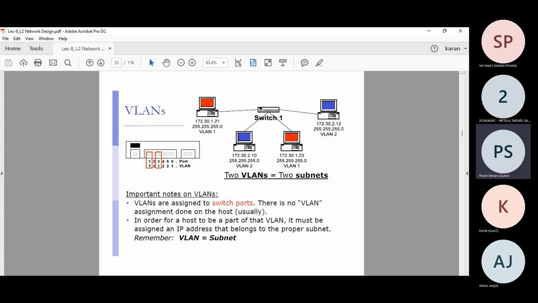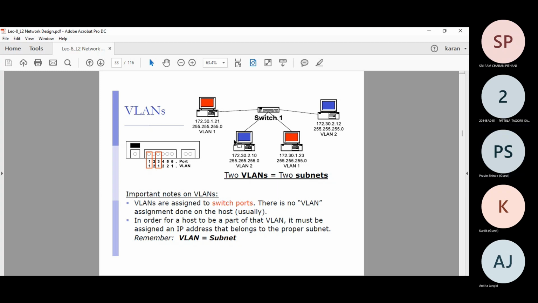So, important notes on the VLAN. VLANs are assigned to the switch ports. There is usually no VLAN assignment done on the host. In order for the host to be part of that VLAN, it must be assigned an IP address that belongs to the proper subnet. Remember, VLAN means subnet. Every layer 2 switch works with VLAN 1 by default. Okay, so when we create VLAN 2 or VLAN 3, those switch ports also become members of VLAN 2. Two VLANs means two subnets.